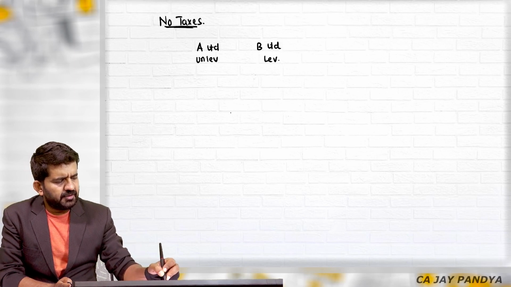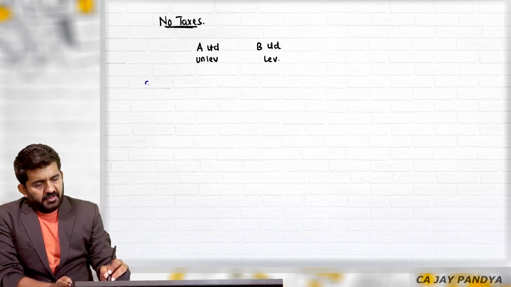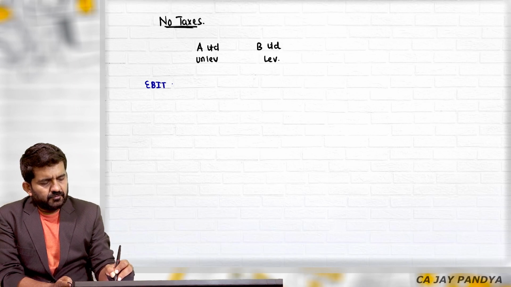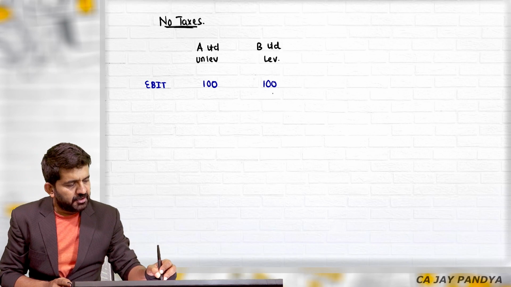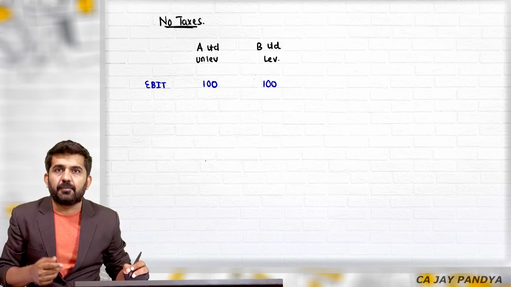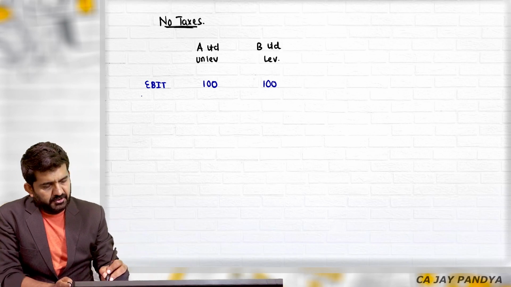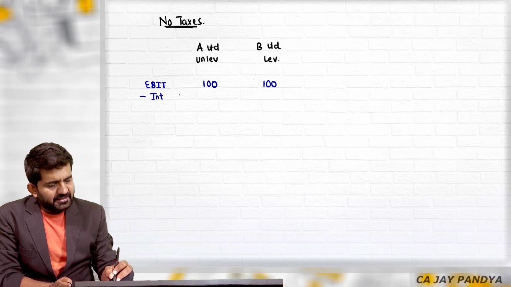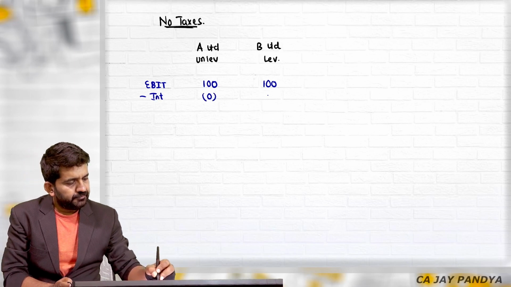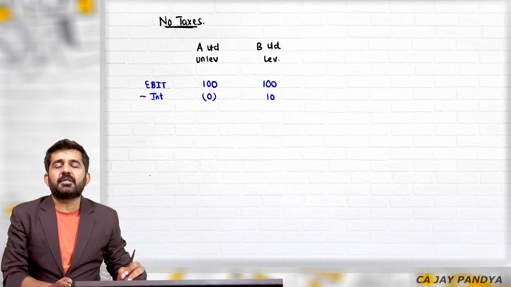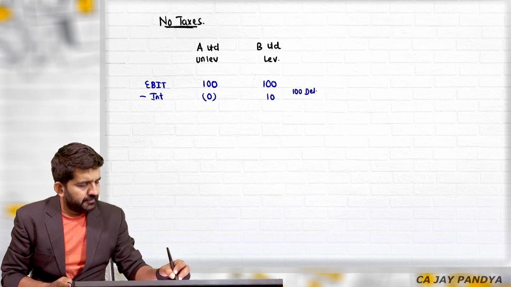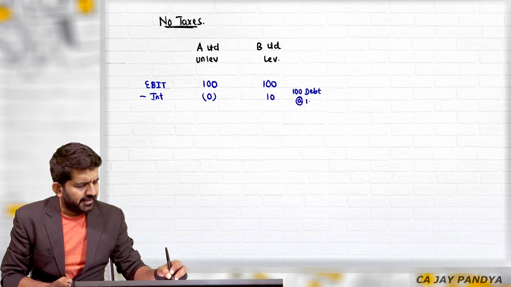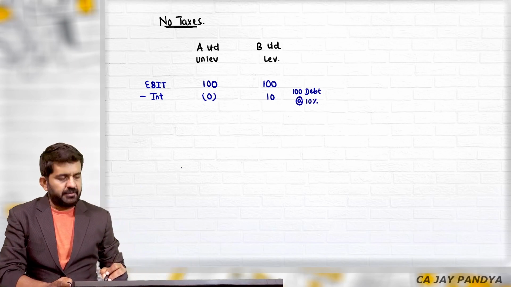This is levered company. EBIT of A limited is 100. Whenever we are discussing capital structure, we will always take a similar type of company having different capital structure. Minus interest will be 0. Here the interest is 10 rupees, 100 rupees debt at the rate of 10%.